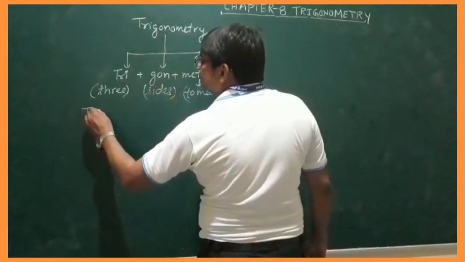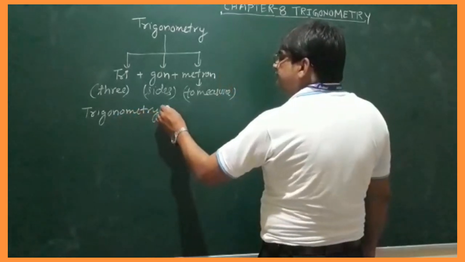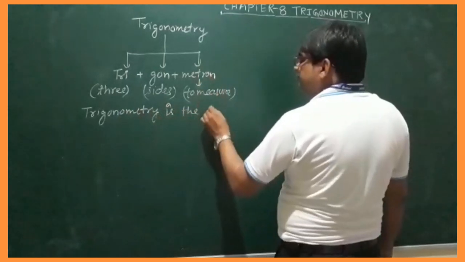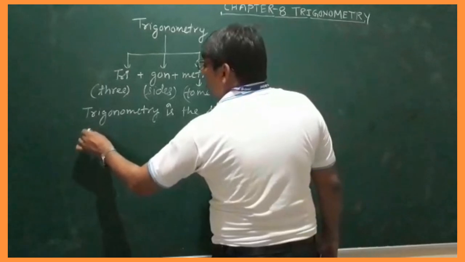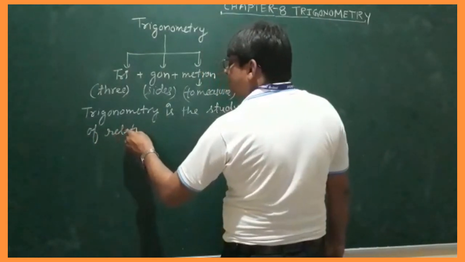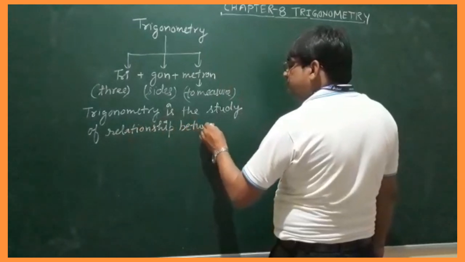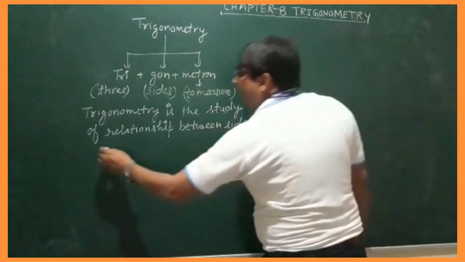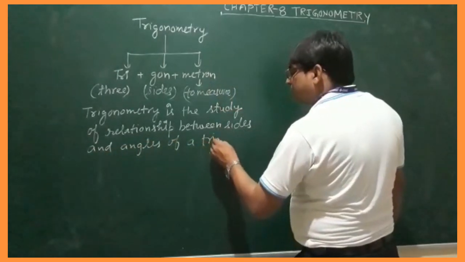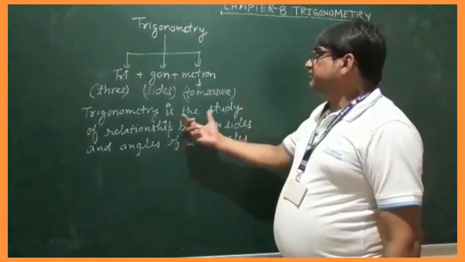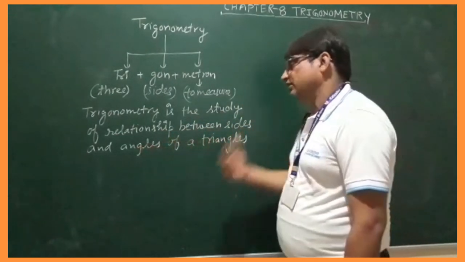Trigonometry is the study of relationship between sides and angles of a triangle.